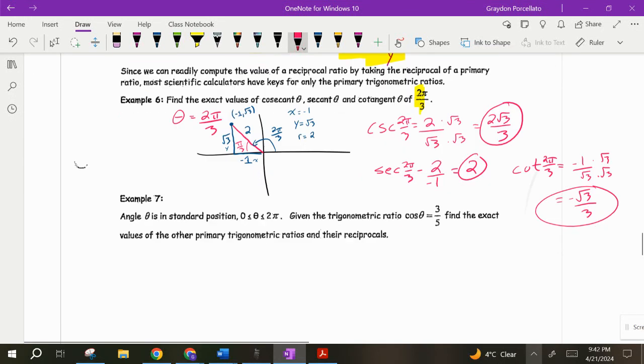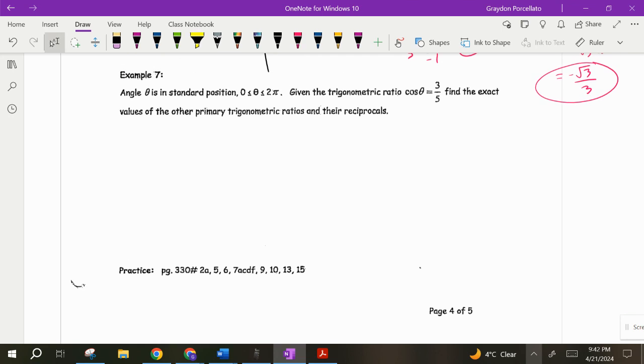And then last question, because I do want to give you some time to try some questions. So I'm just going to go through this one real quick. There's a bunch for you to try here. Very, very important to try this out. This unit is tricky. It says angle theta is in standard position between 0 and 2 pi, so within 360 degrees. Given that cos theta is equal to 3 over 5, find the exact values of the other primary trig ratios and their reciprocals.